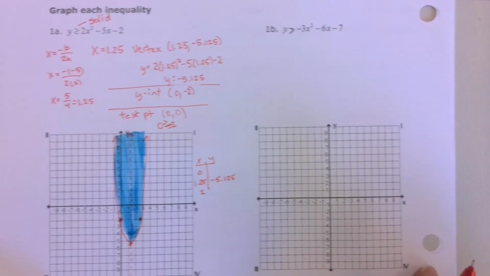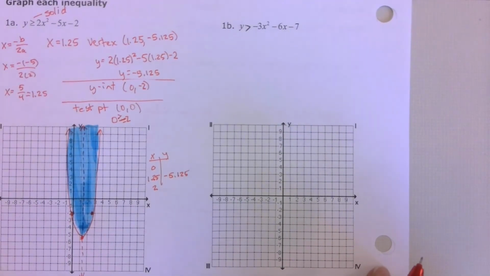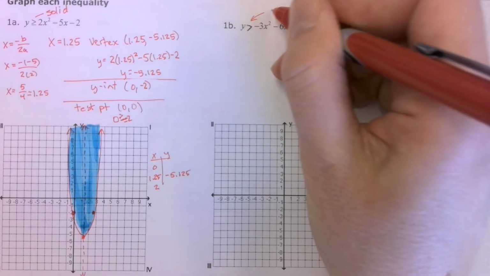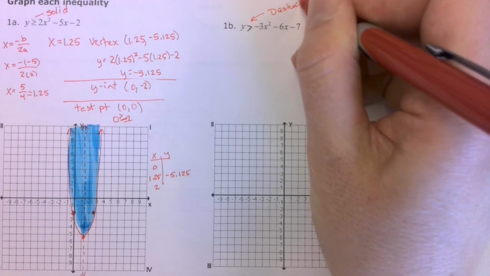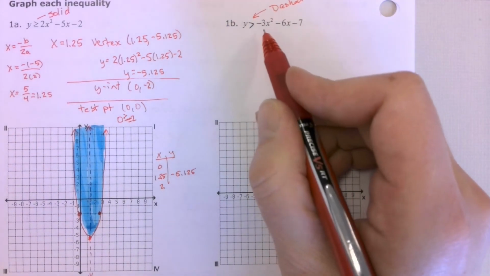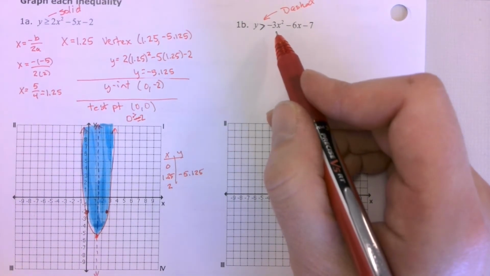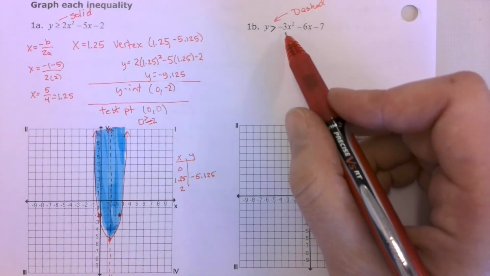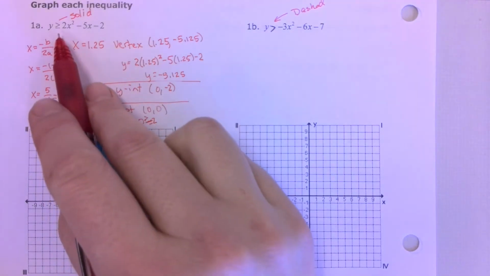All right, so we have another one over here, and I see that it is y is greater than, so we're going to have a dashed line. It's nice to remember that at the beginning. And our graph is going to go downward and be a little bit more narrow than the graph we just did, as we have an absolute value of -3 is greater than the absolute value of 2.